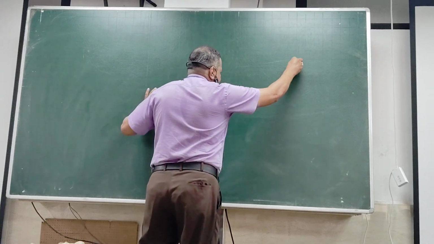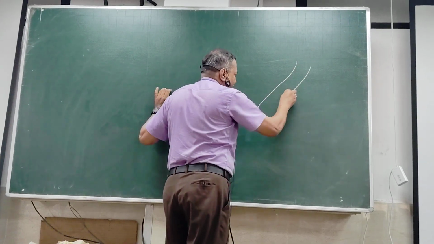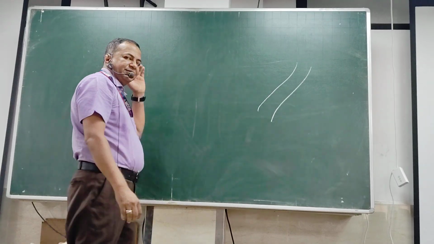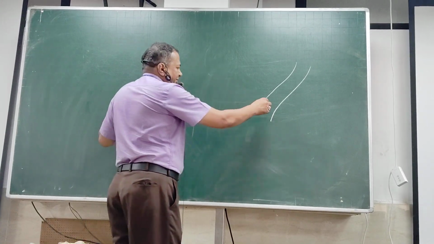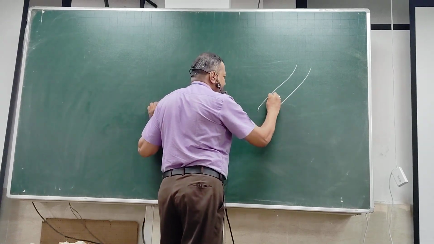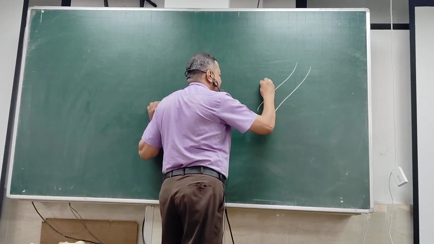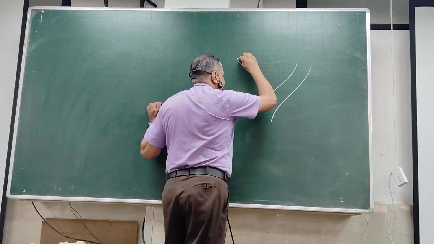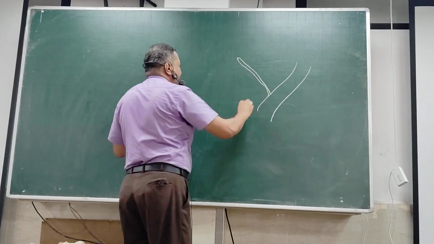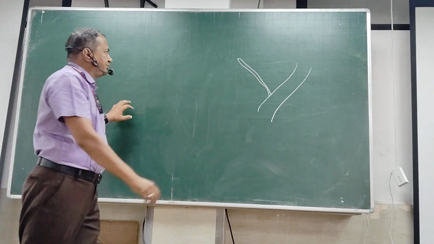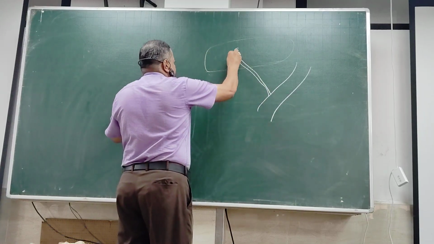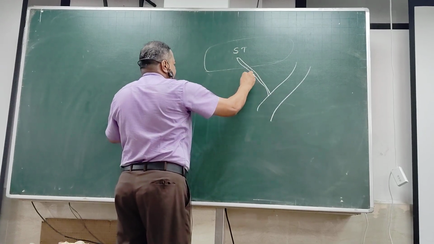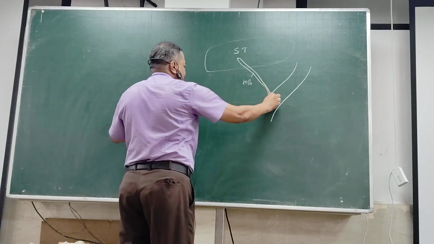Now what is happening? See, this is the foregut. The ventral bud and dorsal bud are down, but from here arises the hepatic bud, which goes to the septum transversum. This is septum transversum, ST, and this is hepatic bud. This is foregut.